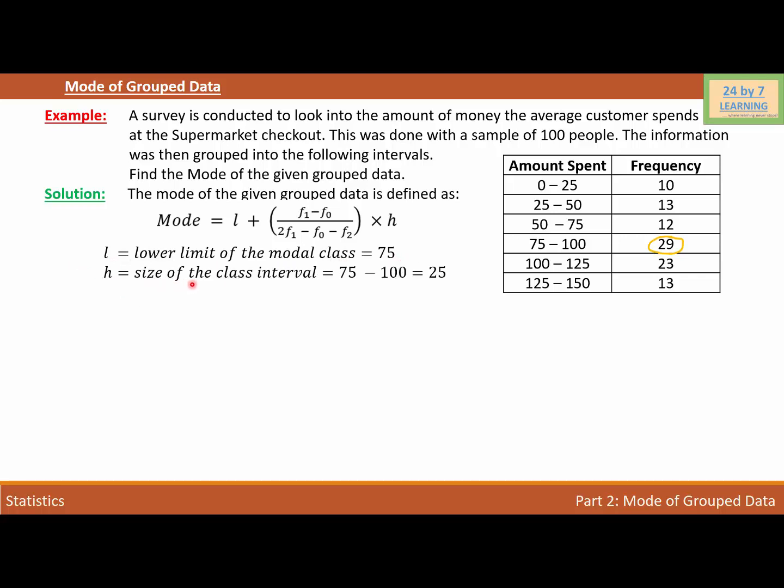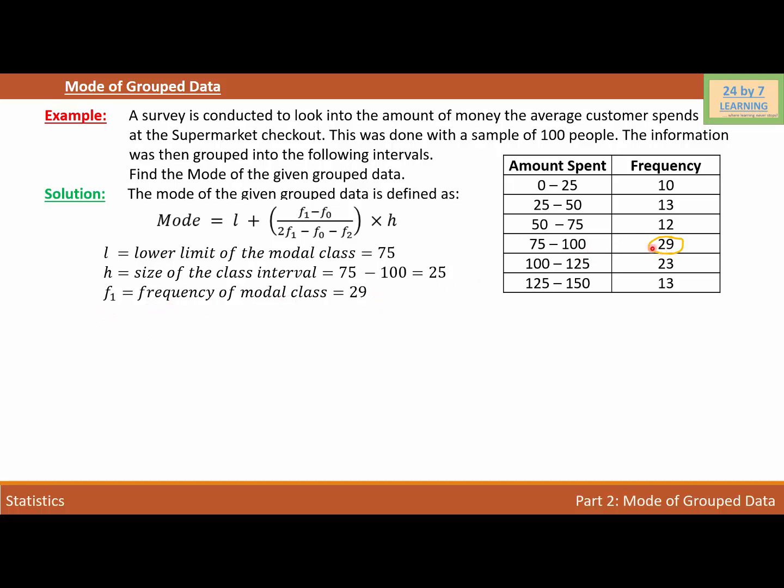H is the size of the class interval, which is the modal class from 75 to 100. If we find the difference between 75 and 100, it's 25. So the size H is 25. Frequency F1 is the frequency of the modal class. The modal class is 75 to 100, and its frequency is F1, which is given as 29. So F1 is equal to 29.